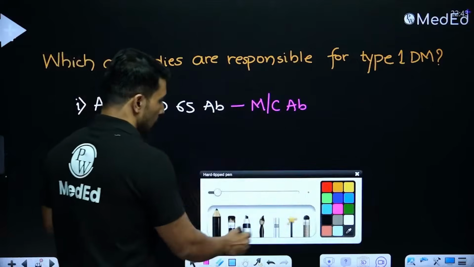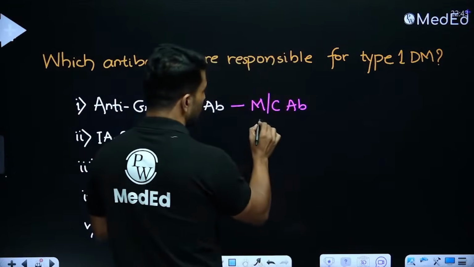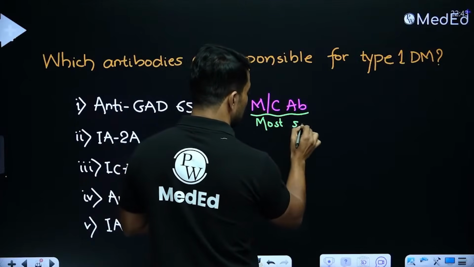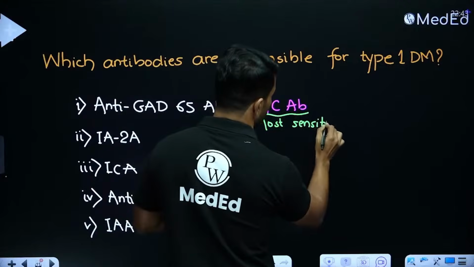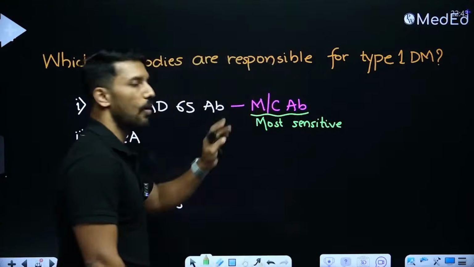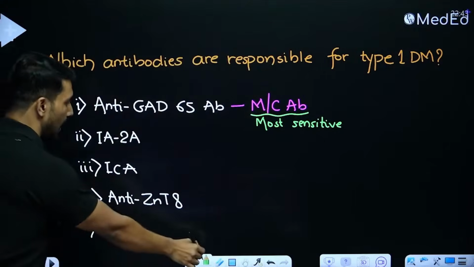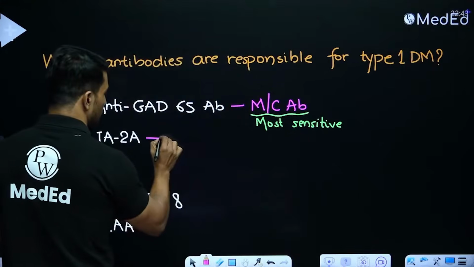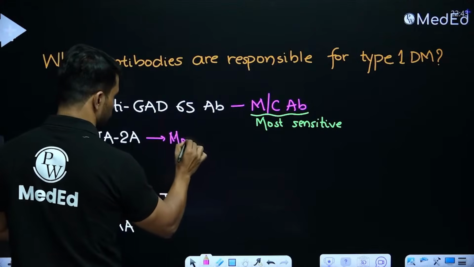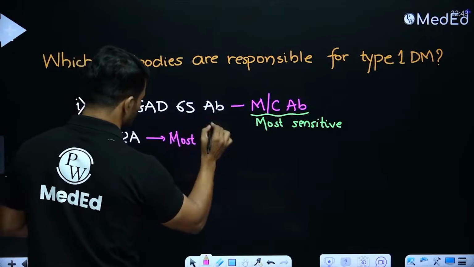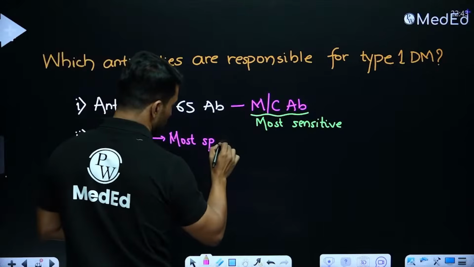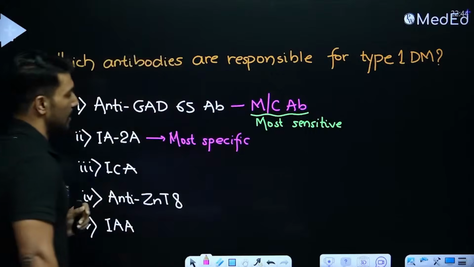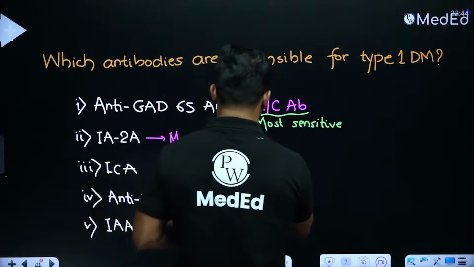Okay, so then there comes an important MCQ point. Being the most common, it is the most sensitive antibody, right? This is the most sensitive antibody, but it is not very specific. So if they ask you what is the most specific antibody, the most specific antibody right now is insulinoma associated antigen 2 antibody. Most specific is IA2A antibody.